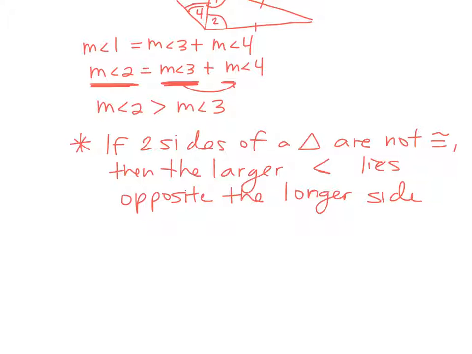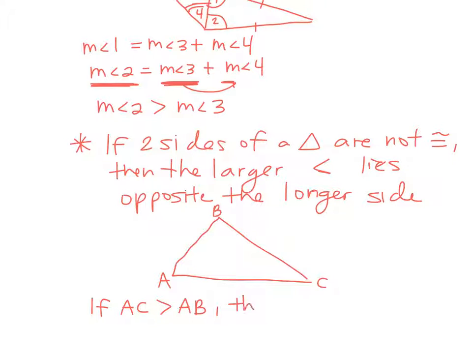Okay, here's what I mean by that. Let's say we have a triangle that looks like this. This is A, B, and C. Basically what we're saying is if AC is bigger than AB, then the angles across from them will be the same comparison, right? So AC, let's just do a different color here.